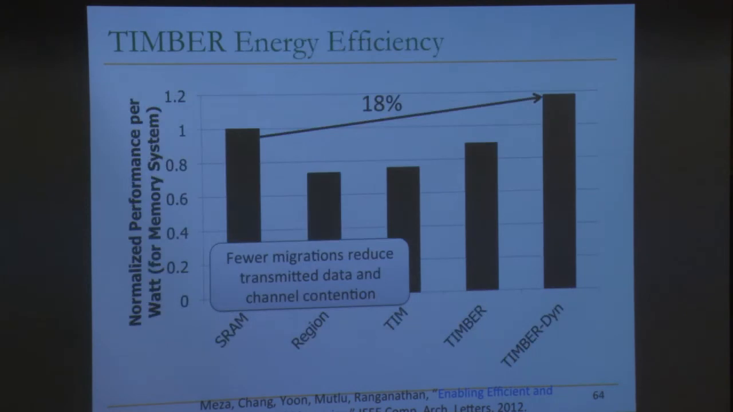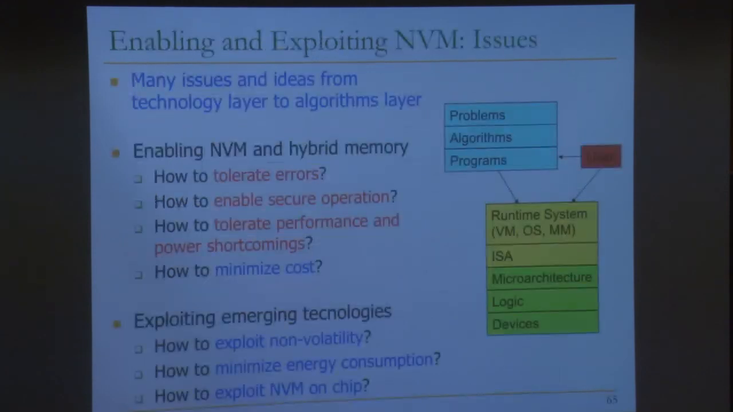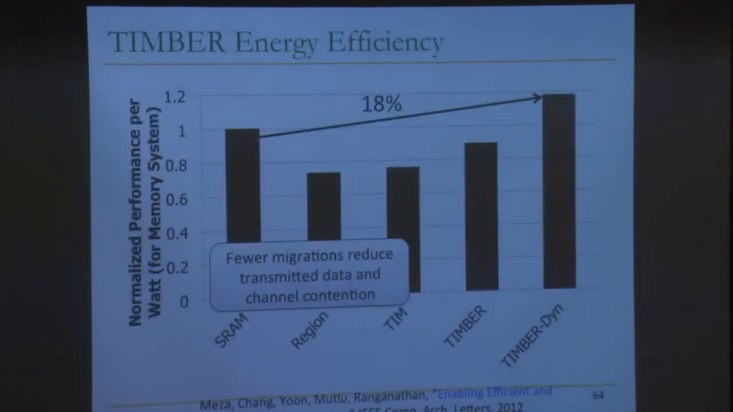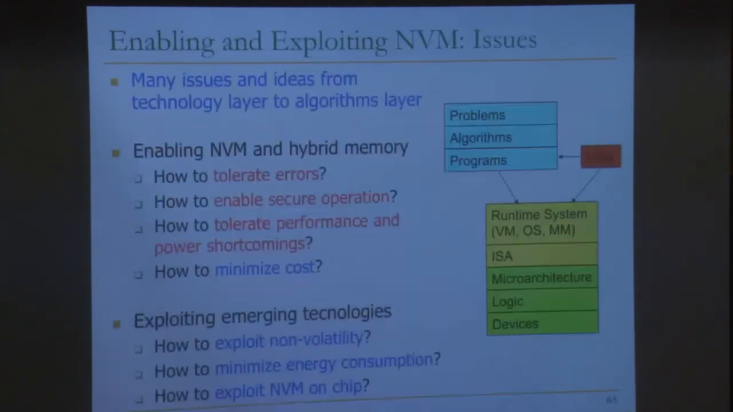Cool. In terms of energy efficiency, we can even do better than the baseline case, because when we're migrating data with the dynamic technique at a smaller granularity, there are fewer electrons that we have to move across the bus in the system compared to the baseline. So this is good because now we can save energy for different types of workloads.